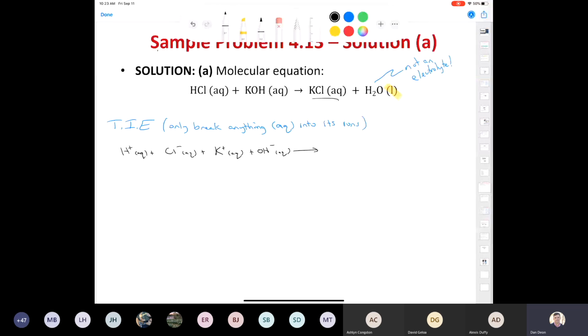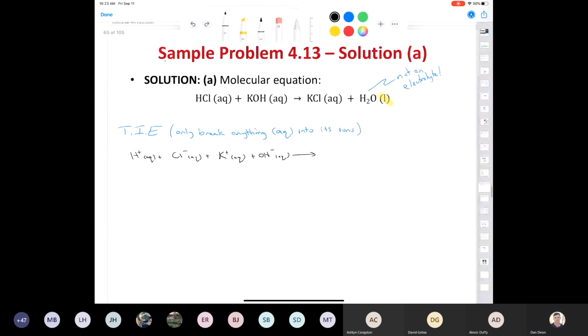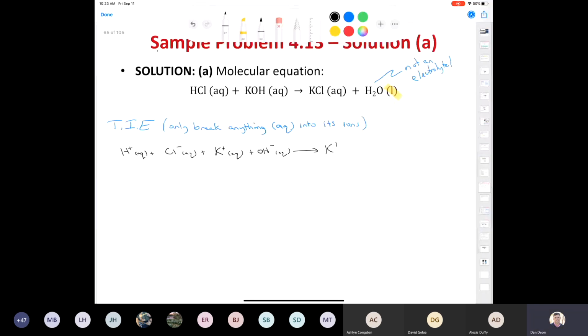So let's write that. We get one potassium ion, aqueous, plus a chloride anion, aqueous. And then my water, again, it stays intact. It is not an electrolyte. So H2O, liquid like that.